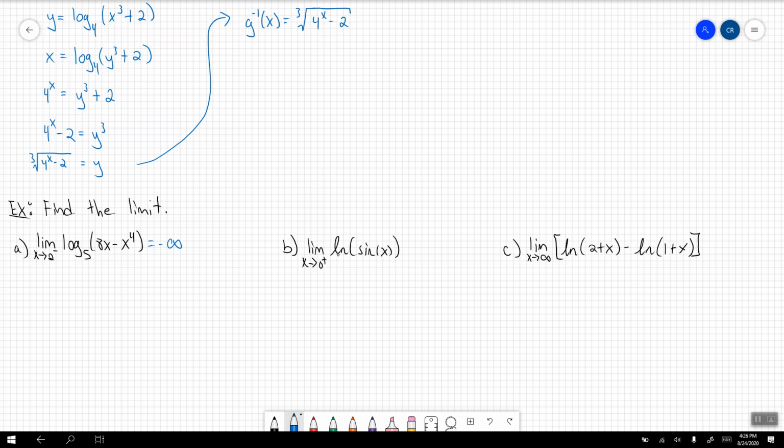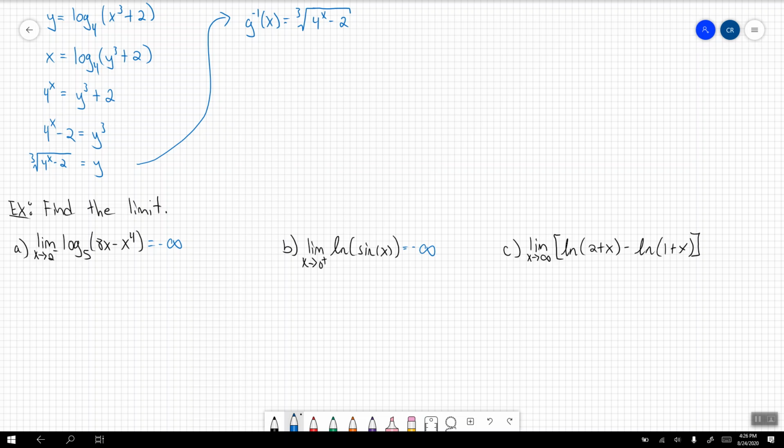So I want you to then think about natural log. Natural log for these values that are approaching 0. Well, natural log, as it's approaching 0, should get us negative infinity because, again, we're approaching that asymptote.